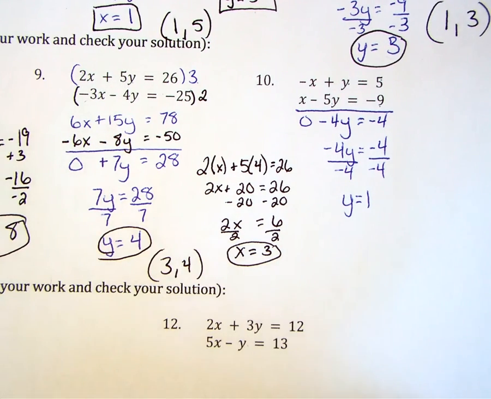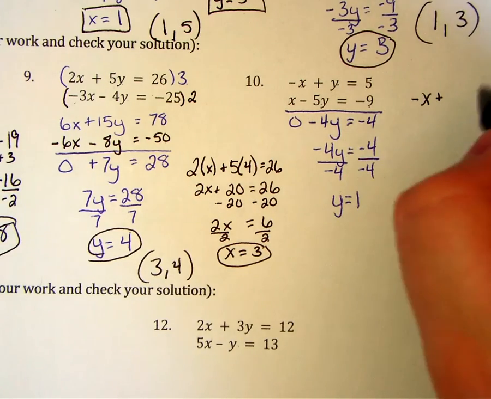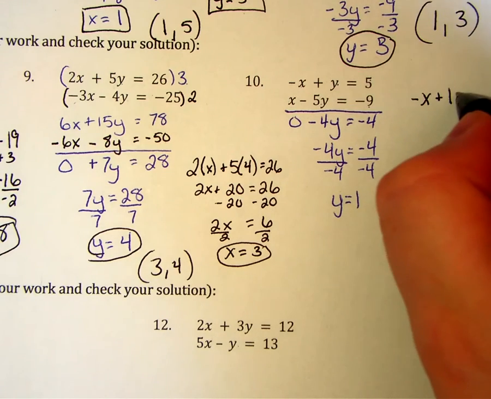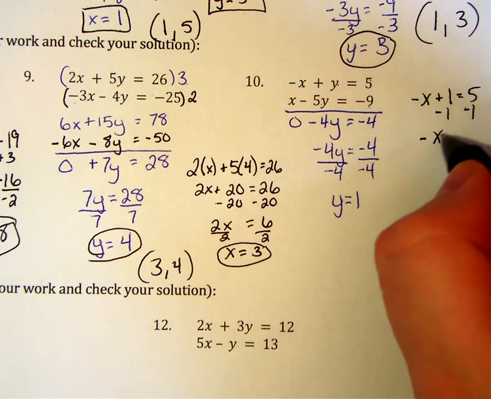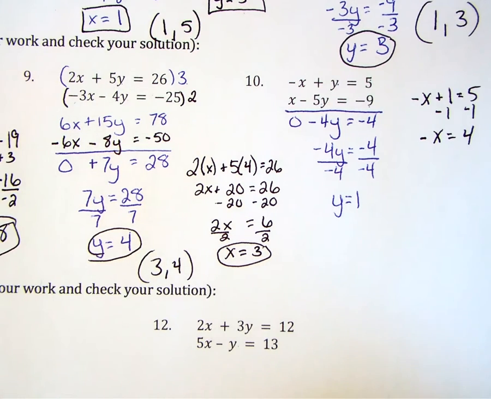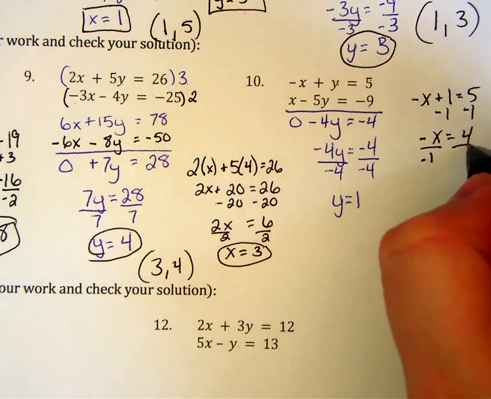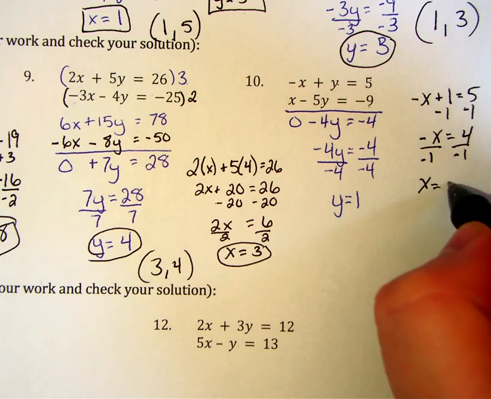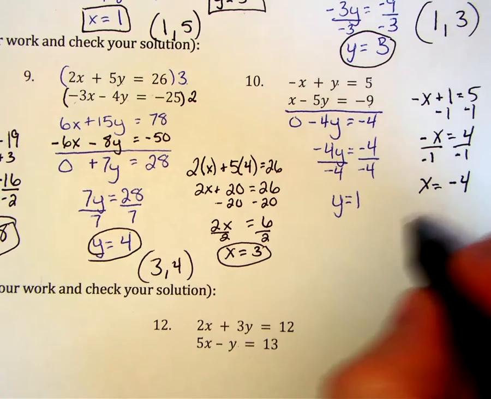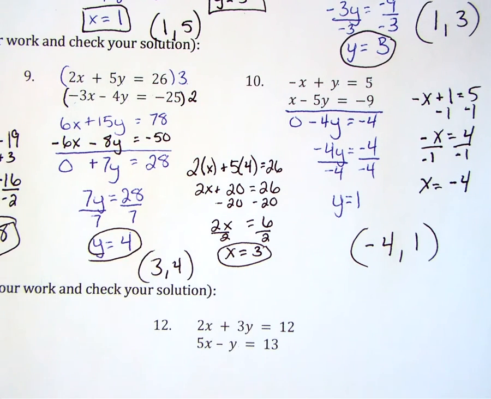Well, now that we know that y is equal to 1, we'll plug that in. Negative x plus our value of y, which we just said is 1, equals 5. We'll subtract 1 from both sides, and negative x will be equal to 4. The only problem is I don't want to know the value of negative x. I want to know the value of x. So I'm going to divide, or you can multiply by negative 1, and that will give us x is equal to negative 4. So our solution is going to be negative 4, 1. And we move on to the next section.